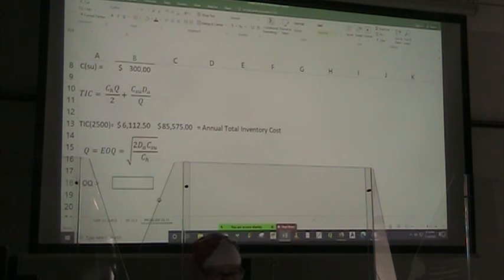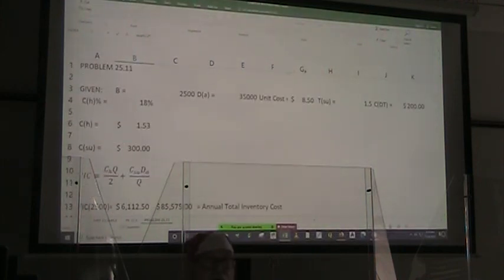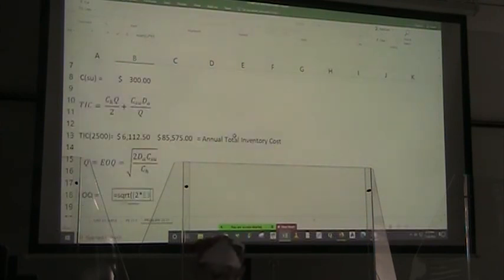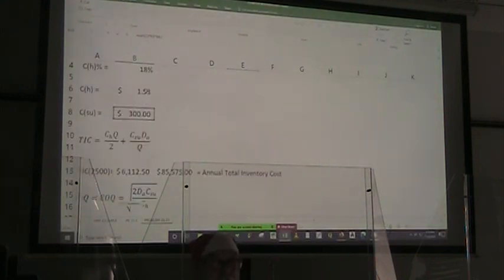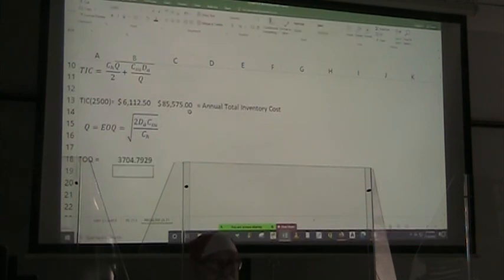It's going to be equal to the square root, left parenthesis, 2 times our annual demand times our cost of setup, right parenthesis, divided by our cost of holding, right parenthesis. And so that becomes a bit messy. So let's call that 3,705.